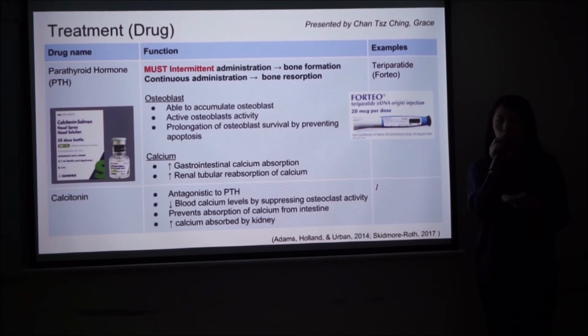Calcitonin can reduce the concentration of blood calcium by suppressing osteoclast activity in the bones and increasing the amount of calcium excreted in the urine. The hormone also prevents the absorption of calcium from the intestine, as well as increasing the calcium excreted by the kidney. Now I will pass to Sally to talk about the conclusion.